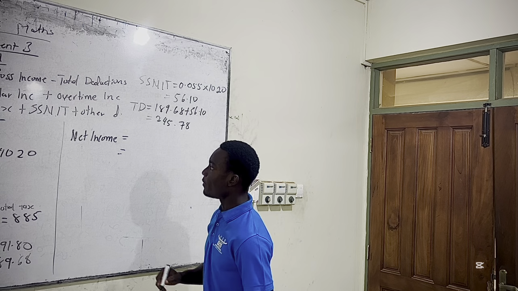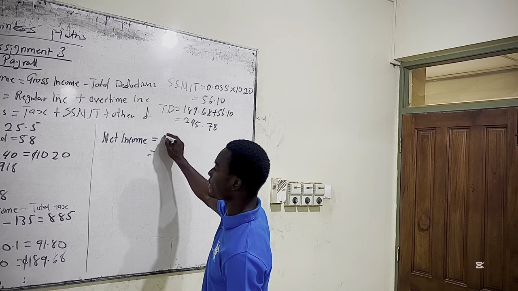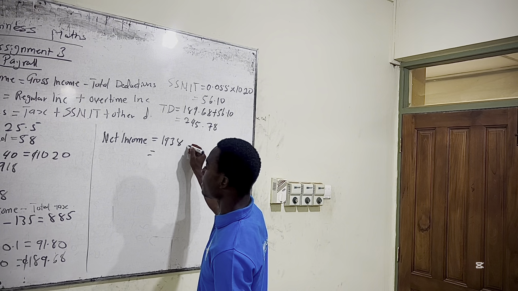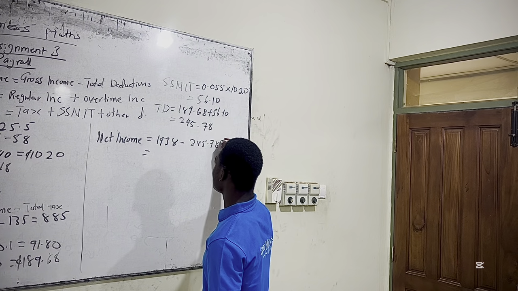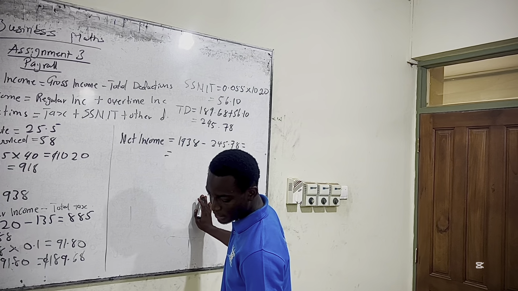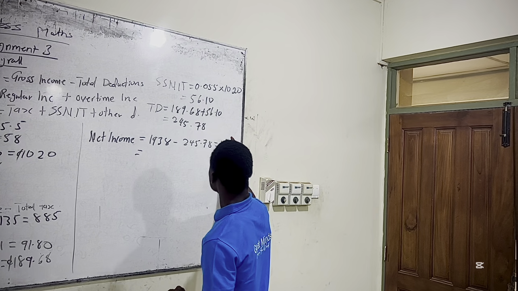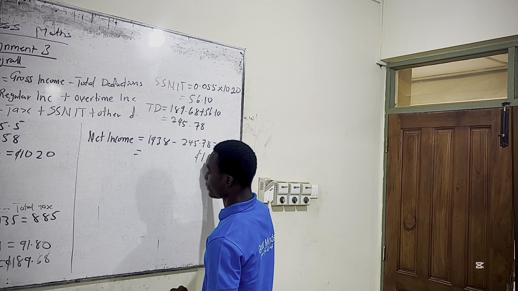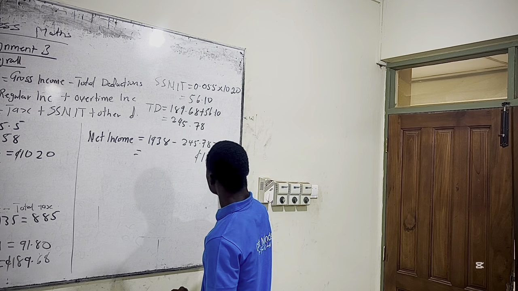245.78. Right? Now the net income is going to be our gross income, which is 1,938 minus 245.78, giving us a total of what? 1,692.22.